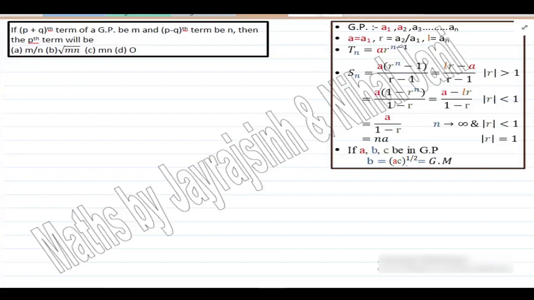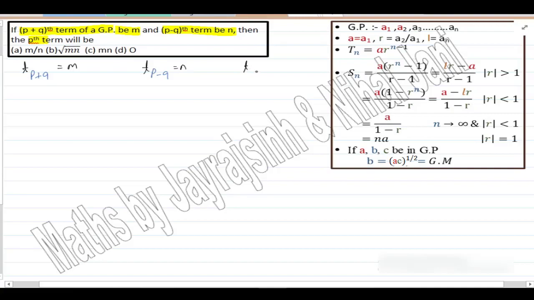Our next question is, if the (p plus q)th term of a GP is m, so we can say T(p+q) is equal to m, and the (p minus q)th term is n, so T(p-q) will be n. Then we have to find the pth term, that means T(p). Now let's use the formula of the nth term. We can say ar raised to p plus q minus 1 is equal to m. Let's call it equation number 1. Similarly, ar raised to p minus q minus 1 is your n, equation number 2. And we have to find ar raised to p minus 1.